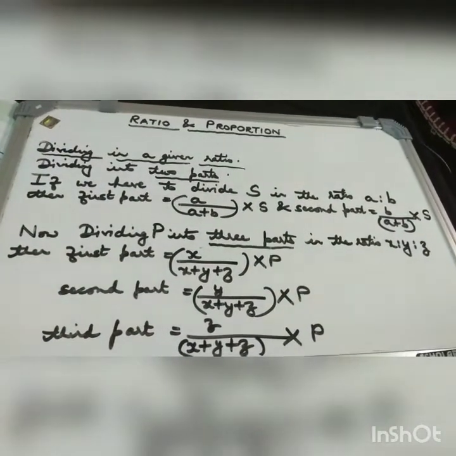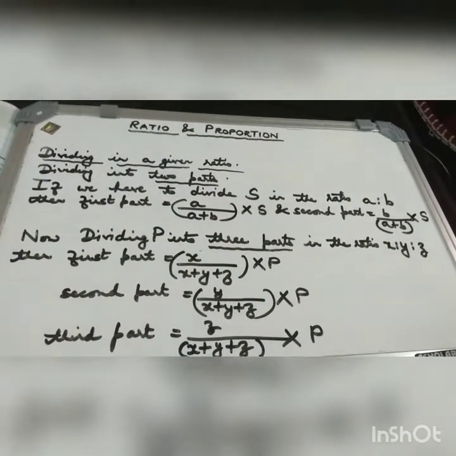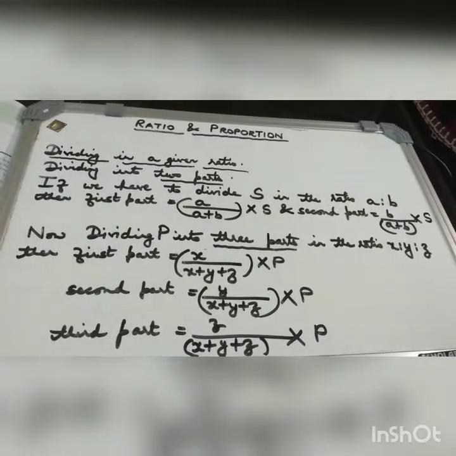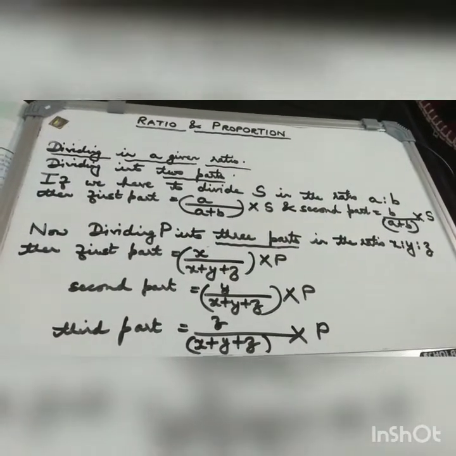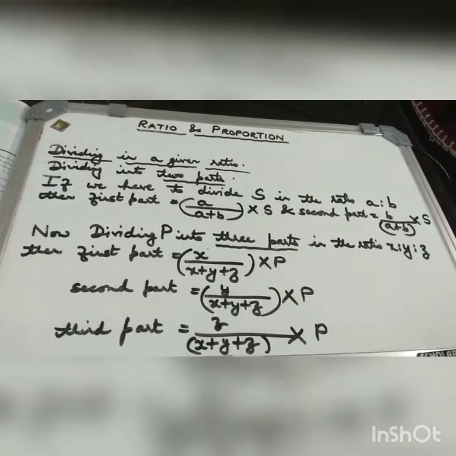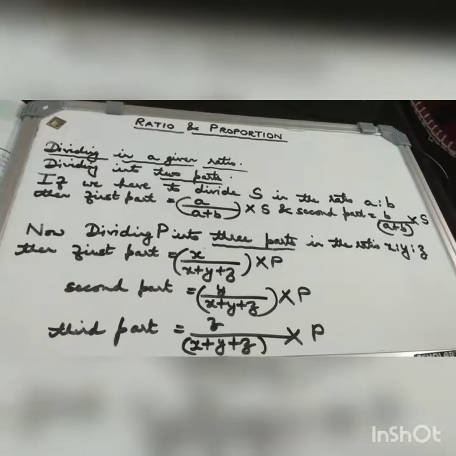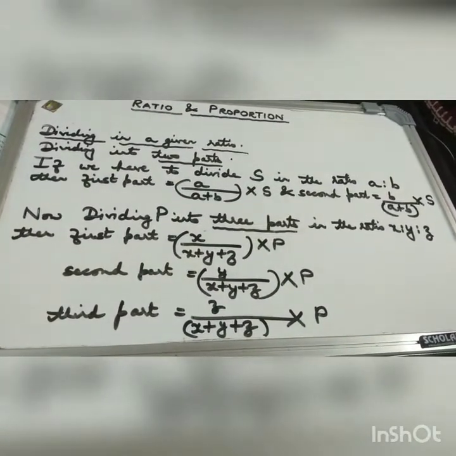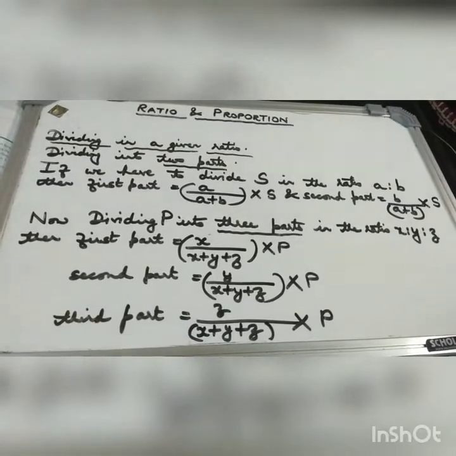And this could be extended to n number of ratios, but of course in your exercise you will be getting either A is to B, that is two parts, or three parts like x is to y is to z. Now we'll make use of this in the exercise. How to do question number 3 we will see.